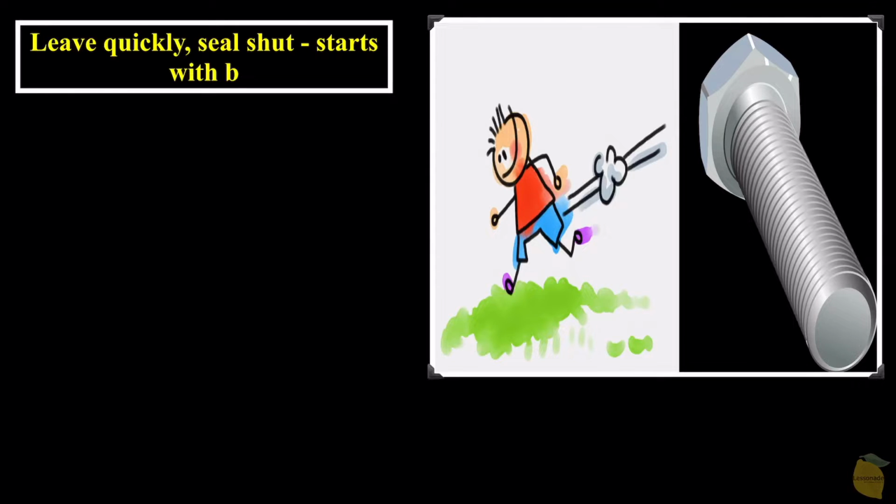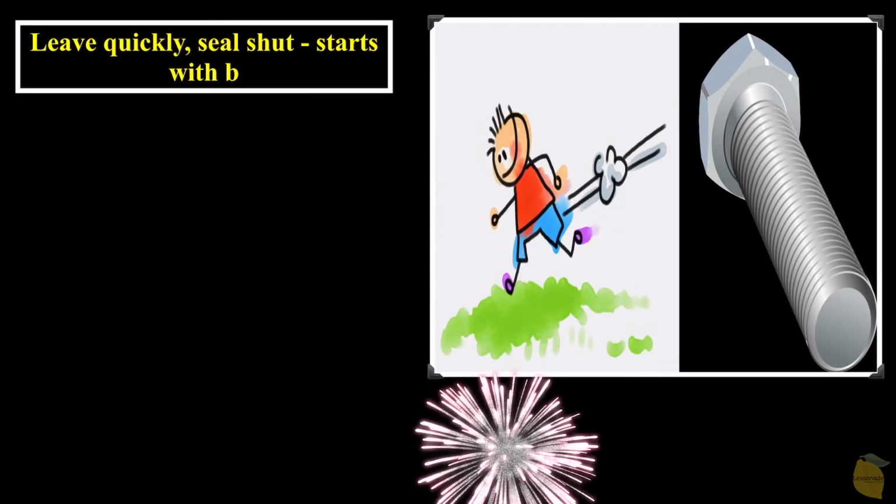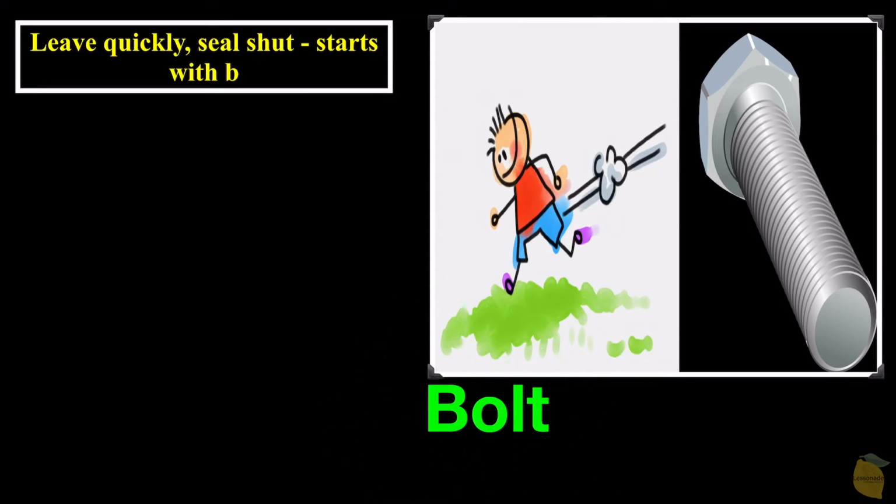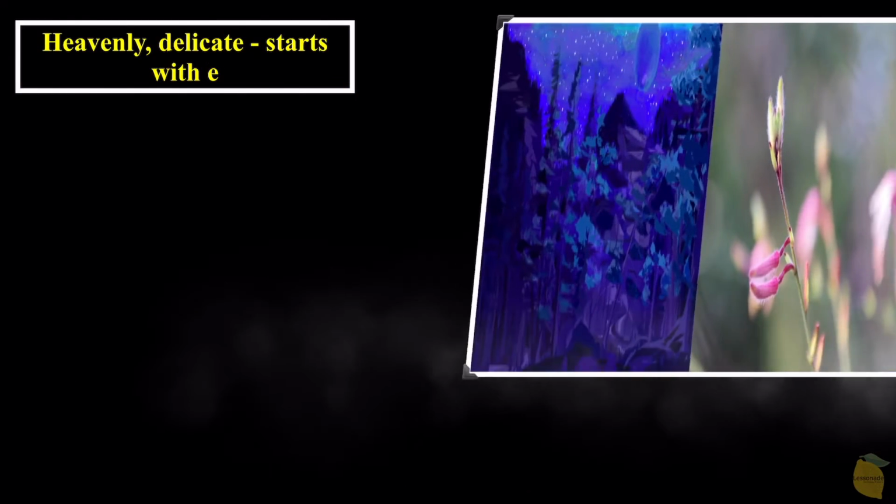Leave quickly, seal shut, starts with B. In this picture, on the left hand side, we can see a boy running really fast, but on the right hand side, it's a kind of tool. You guys will probably guess the word by looking at it. And the word is bolt. Let's go on to the next one.